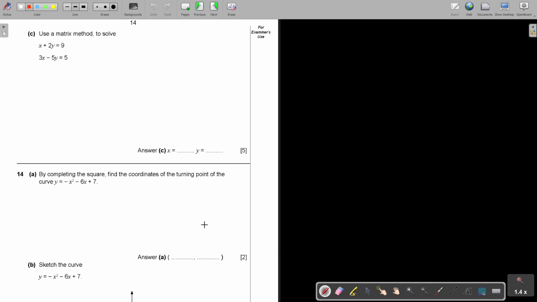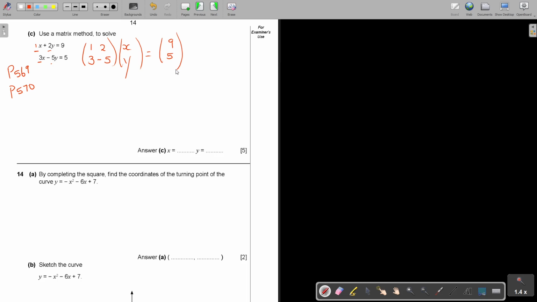Now, use the matrix method to solve. This is solving equations, and you will find it on page 569, and also go to page 570. The first thing will be to write it as a matrix. So it's 1, 3, 2, negative 5. And because the x came first, it's x, y. And then it's going to be 9 and 5.